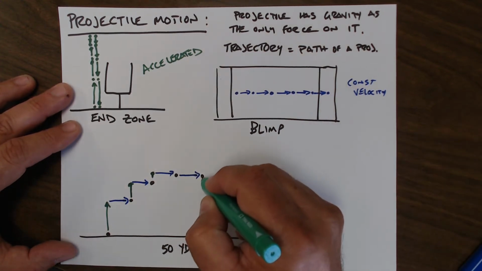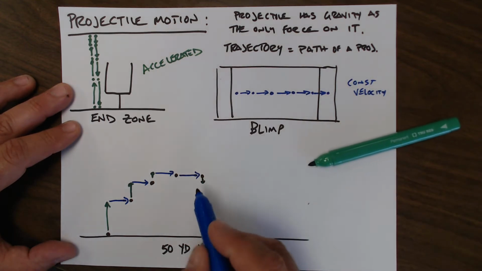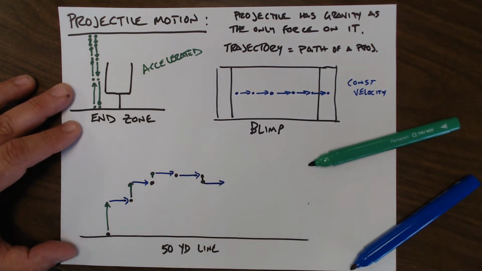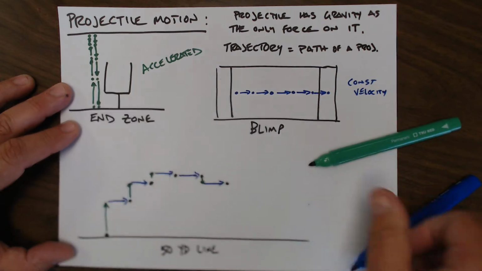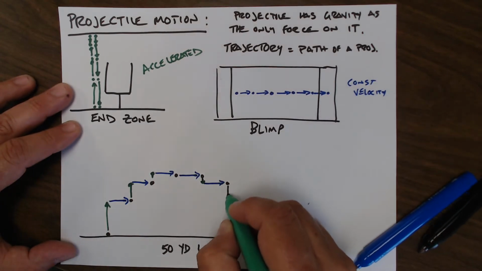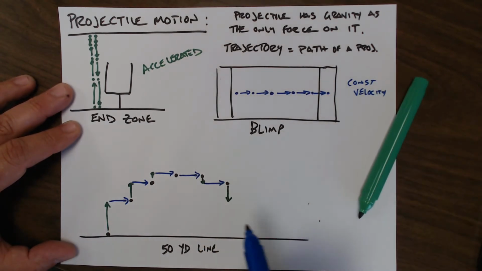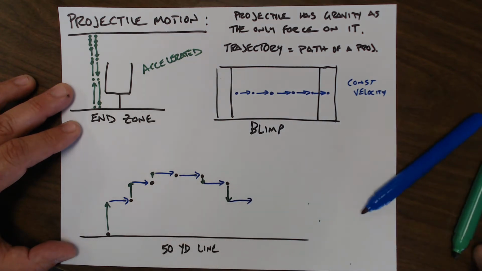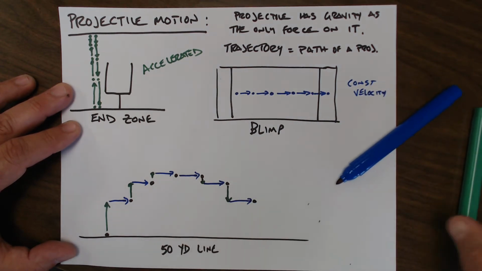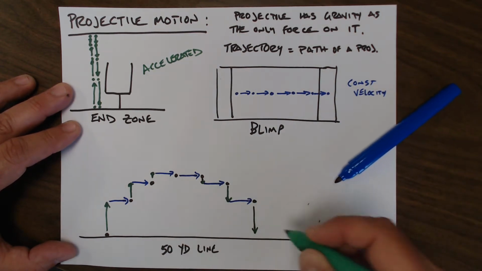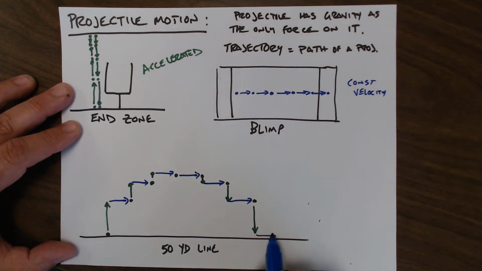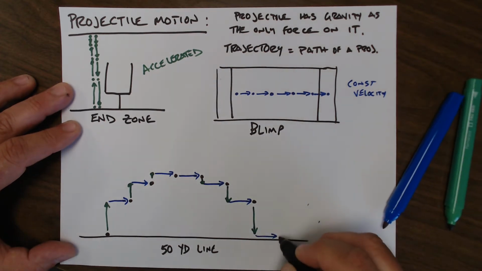And then, of course, it begins to fall. First, a small amount, but travels horizontally the same amount and winds up right here. And then falls a greater distance, travels horizontally the same amount, and it's over, and then it falls a tremendous distance, travels horizontally the same amount, and hits the ground right here.